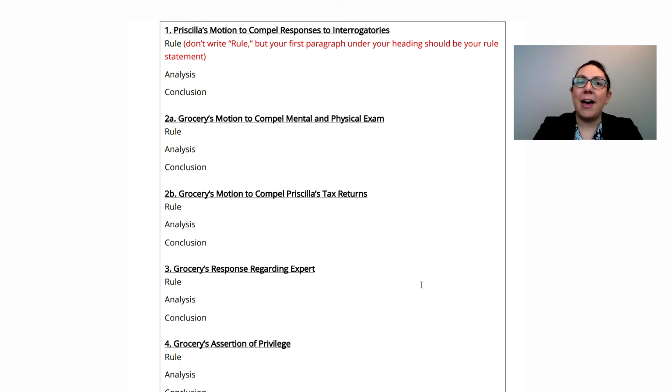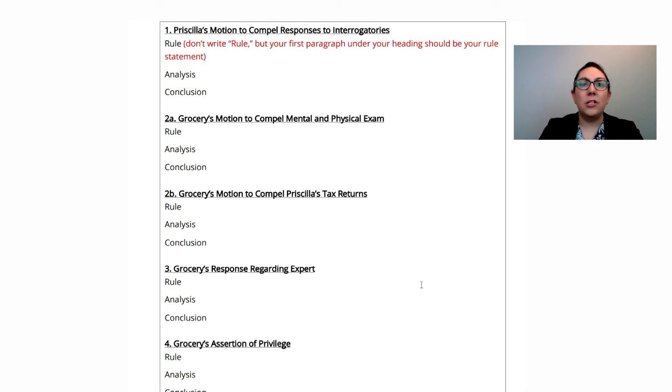So here you can see that that first question was with regard to Priscilla's motion to compel responses to interrogatories. That's all you need for a heading here. You don't need to make it a conclusion. You don't need to make it a full sentence. We just need a brief statement identifying the issue that we're about to discuss. We are strong proponents of not putting your conclusion up front. So your heading doesn't have to be a conclusion, nor do you need a sentence underneath your heading with a conclusion or any other type of issue statement. Your heading is sufficient for the issue statement.